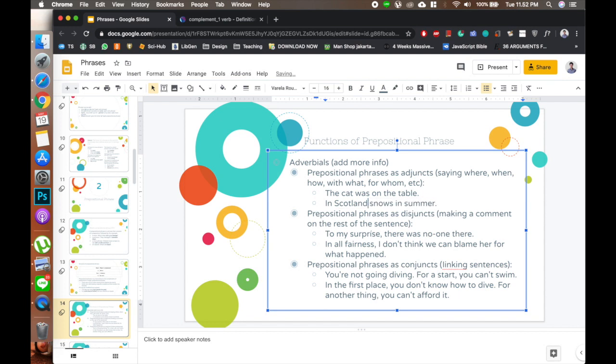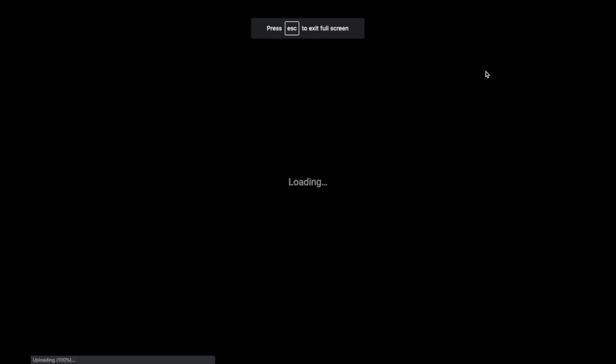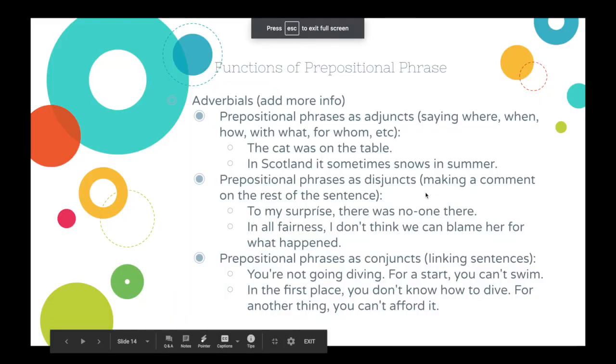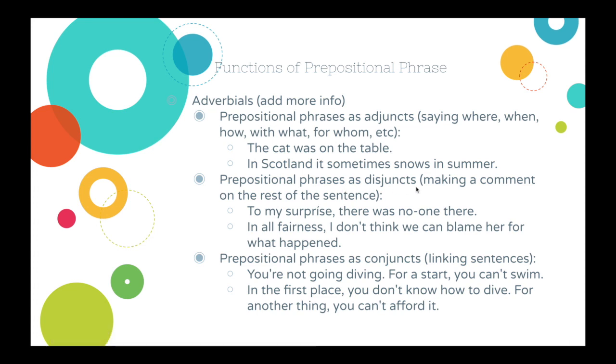It sometimes snows in summer. Okay, and then that's the adjuncts, and we can use them as disjuncts, so they make a comment to the rest of the sentence. For example, to my surprise, there was no one there. Okay, so this prepositional phrase, to my surprise, describes the whole sentence. There was no one there.